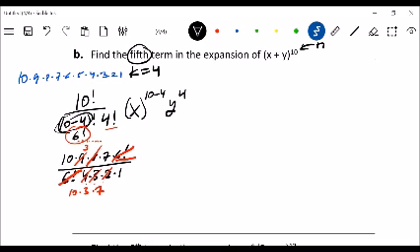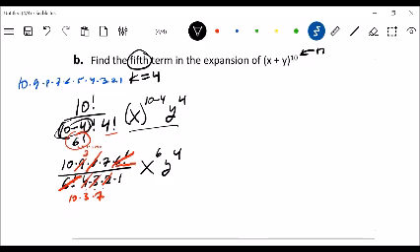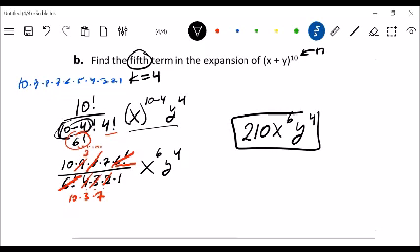And then over here, for these things, I have x to the 6th power and y to the 4th. Notice 6 plus 4 adds up to the 10 there. So 3 times 7 is 21, times 10 gives me 210, x to the 6th, y to the 4th. And that would be the 5th term.